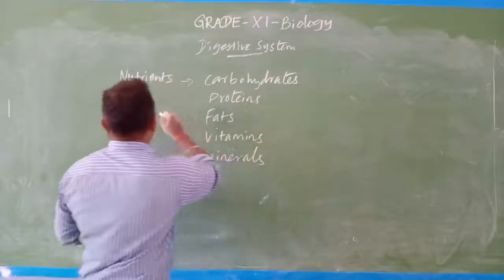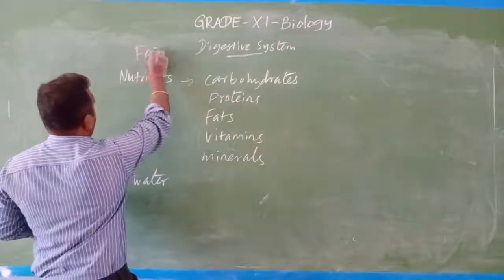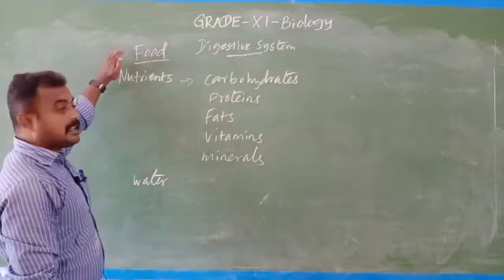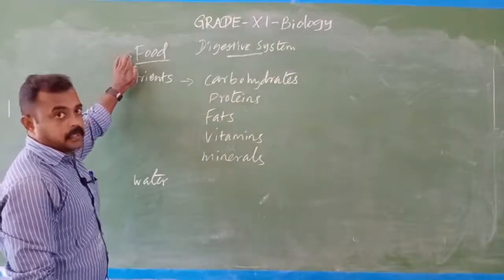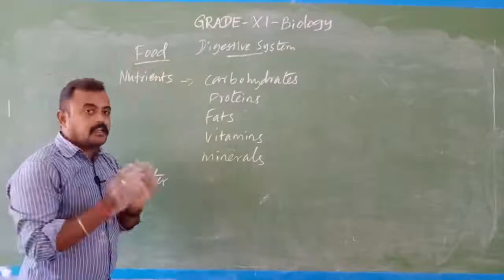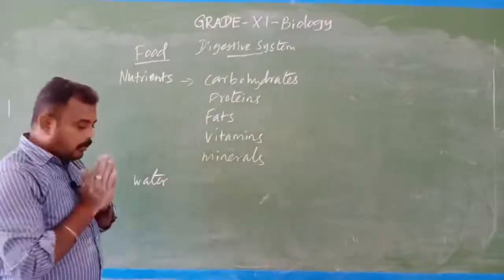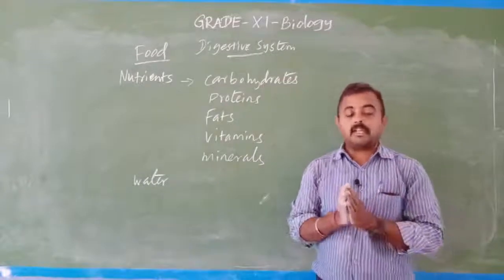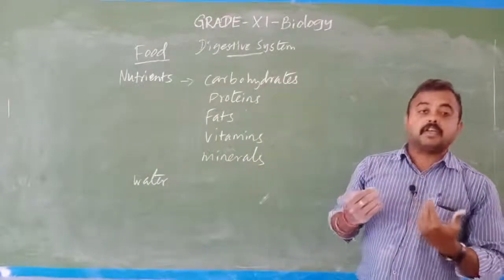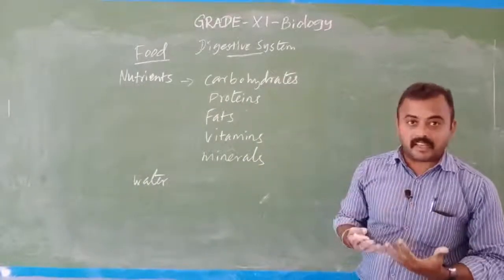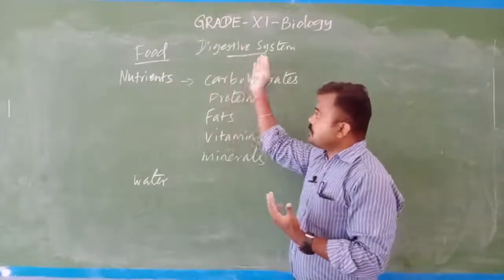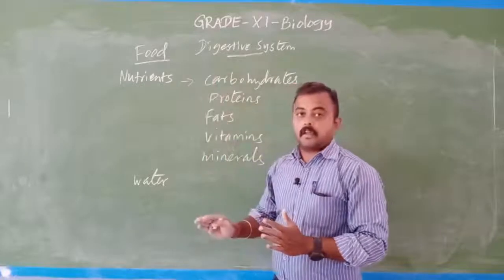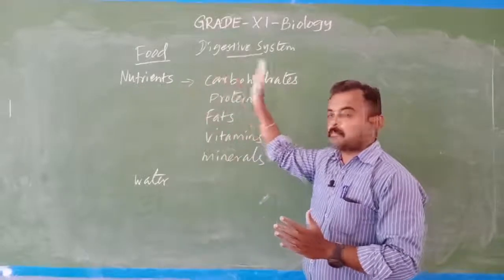Actually food is a complex form which cannot be utilized by our body. So we want to break it down. The complex food breaks down into simple forms. Then only our body, our cells, can utilize it. Otherwise we cannot utilize that. So the digestive system digests the food materials from the complex form to simple form.